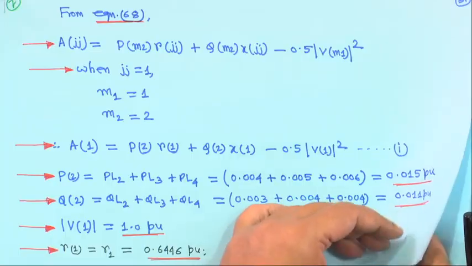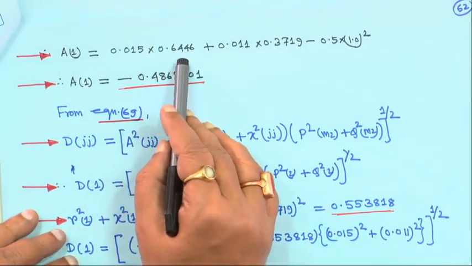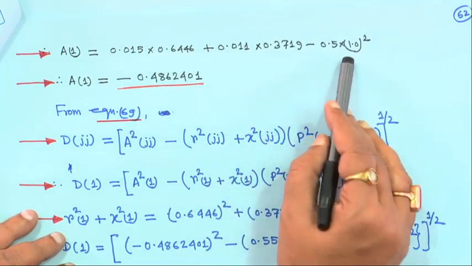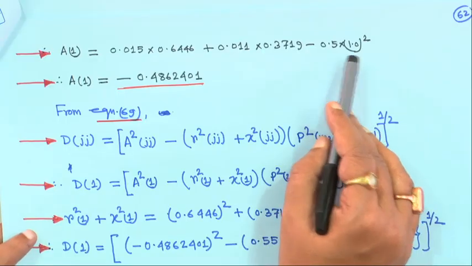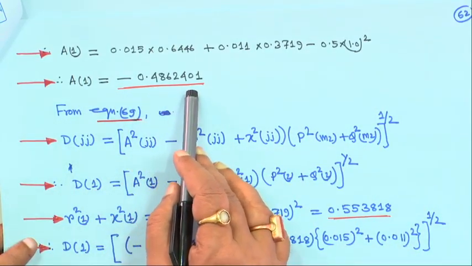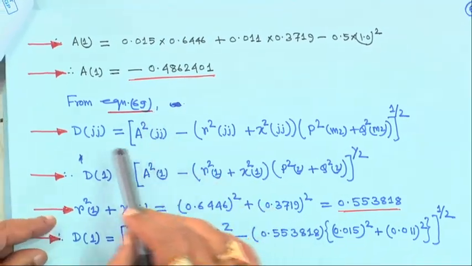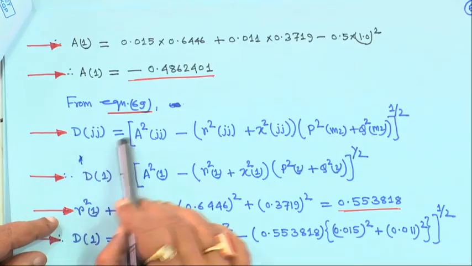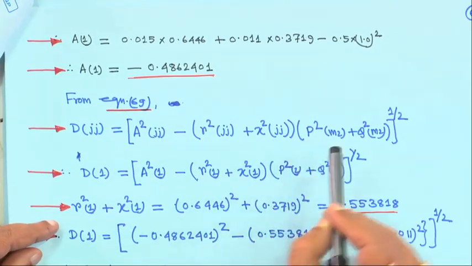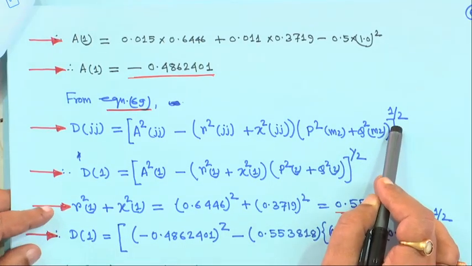If you do so, A1 will be 0.015 into 0.6446 plus 0.011 into 0.3719 minus 0.5 into V1 square, that is 1 square. A1 will become minus 0.4862401, right. And similarly, from equation 69, another term was there, Dj. So, Dj is equal to (Aj square minus (Rj square plus Xj square) into (Pm2 square plus Qm2 square)) to the power half.